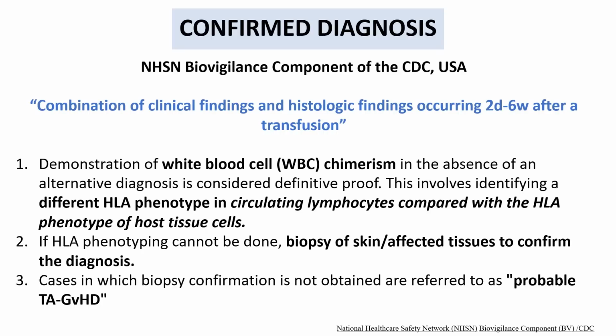The CDC confirms the diagnosis of TA-GVHD as a combination of clinical findings and histological findings occurring 2 days to 6 weeks after a transfusion. It also states that demonstration of white blood cell chimerism in the absence of an alternative diagnosis is considered definitive proof. This involves identifying a different HLA phenotype in circulating lymphocytes compared with the HLA phenotype of the host tissue cells. If HLA phenotyping cannot be done, biopsy of the skin or any other affected tissue is used to confirm the diagnosis. Cases in which the biopsy confirmation is not obtained are referred to as probable TA-GVHD.